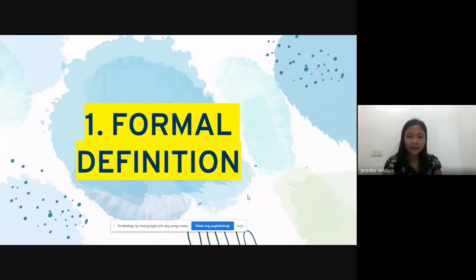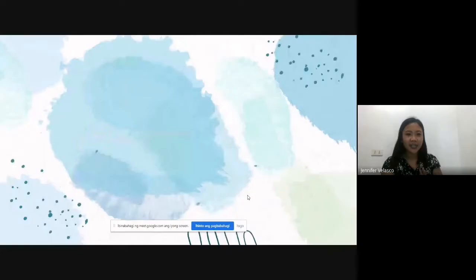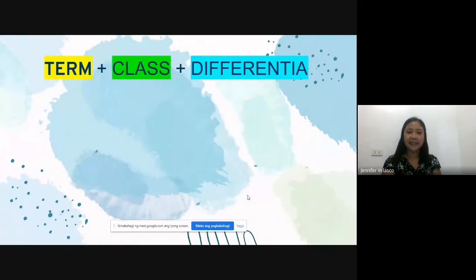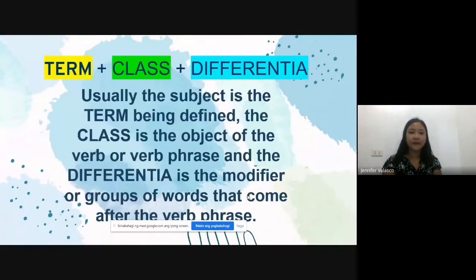Very good, Joshua. Take note that when we speak of the formal definition, there are three parts, namely the term, class, and differentia. Usually, the subject is the term being defined, and the class is the object of the verb phrase or the verb. And the differentia is a modifier or group of words that comes after the verb phrase. So for you to visualize what I'm trying to tell, let's have this example.